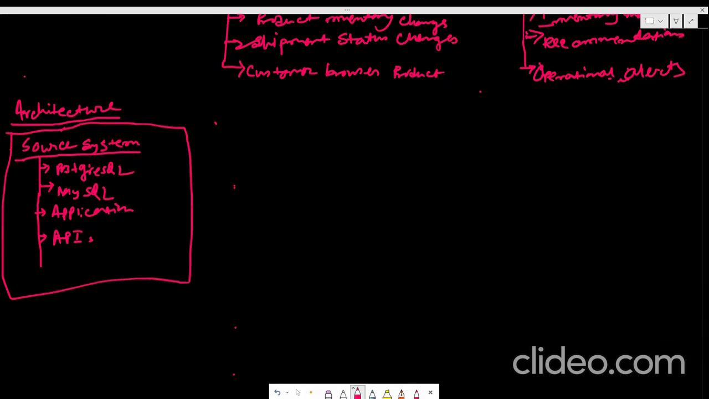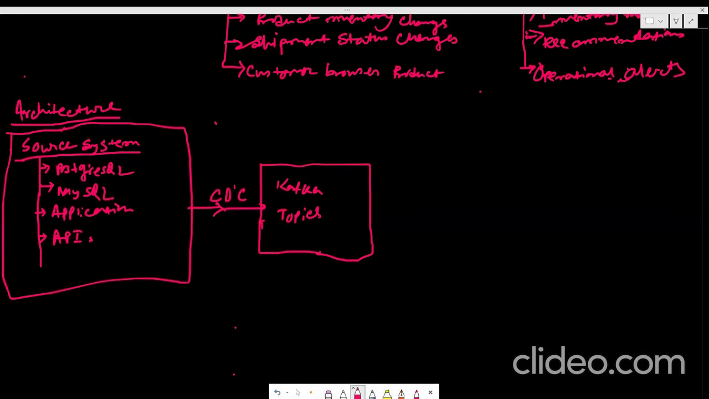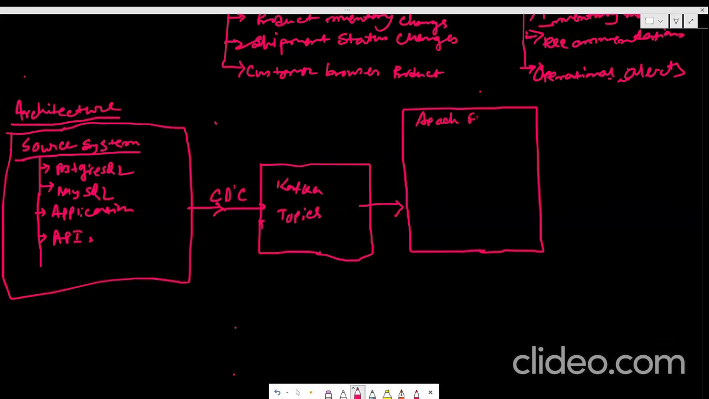Okay, so then we will have the CDC. Through the CDC, actually, the flow will go to what? To some Kafka topics. Okay, and then it will come towards the Apache Flink. I will also talk about the functionalities of Apache Flink. So it will come to the Apache Flink.